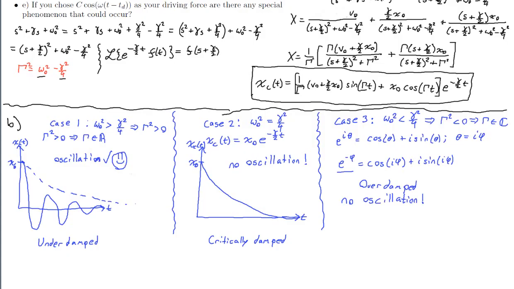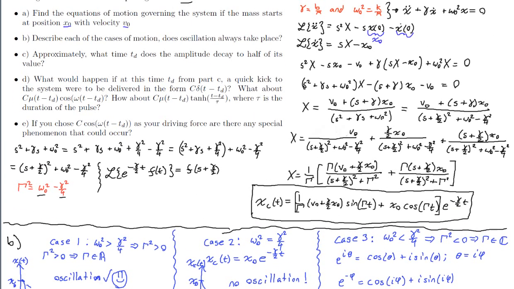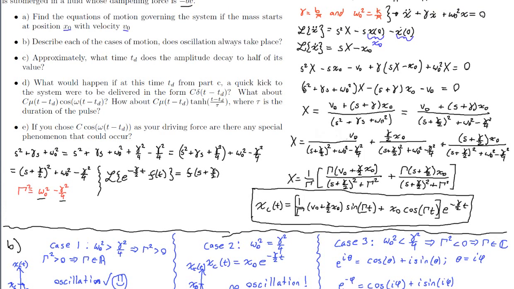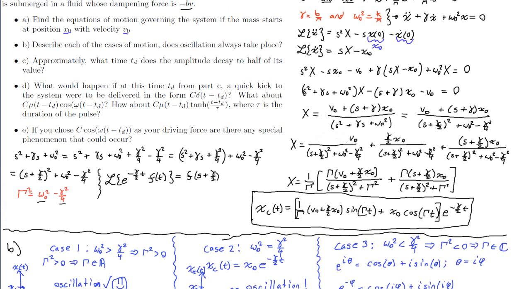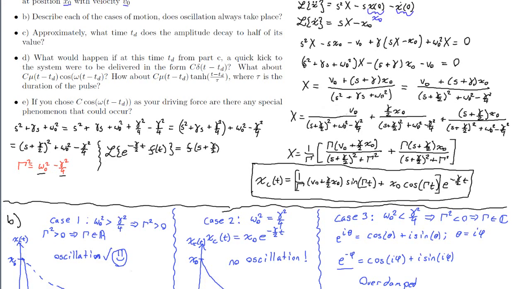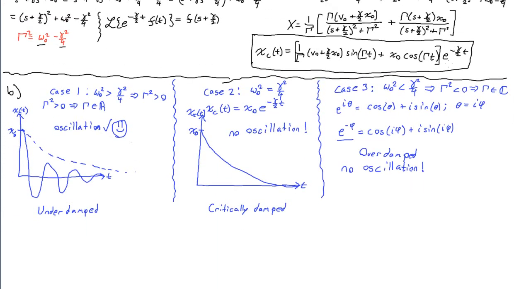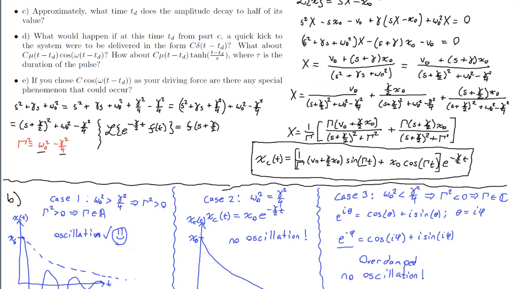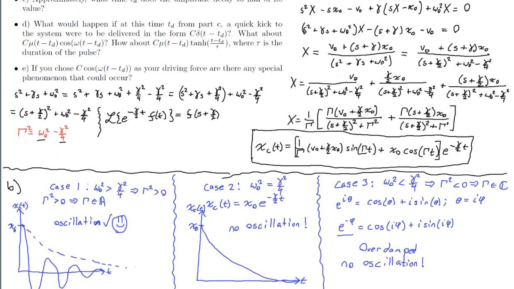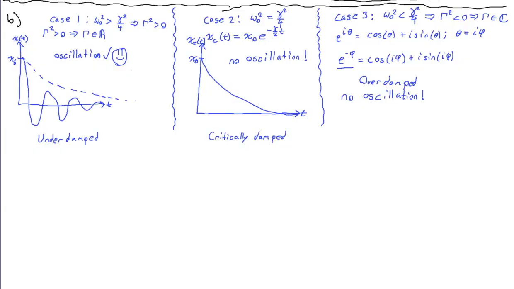Okay, so I think that's all Part B asked us: describe each of the cases of motion. Does oscillation always take place? Well, oscillation does not always take place. It is dependent upon the relationship between omega naught squared and gamma squared over 4. And that's basically it for Part B.